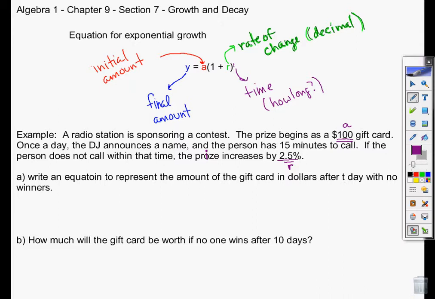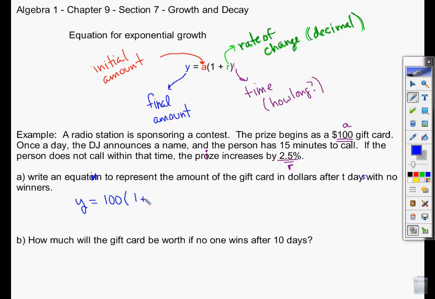So we want to write an equation to represent the amount of the gift card after T days with no winners. Okay, so T is the days. So we have our final amount. Our beginning amount is 100. All right, so our initial amount is 100.